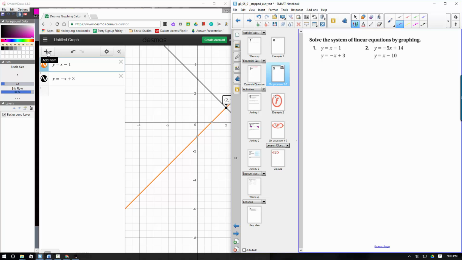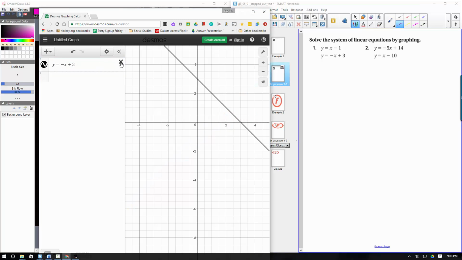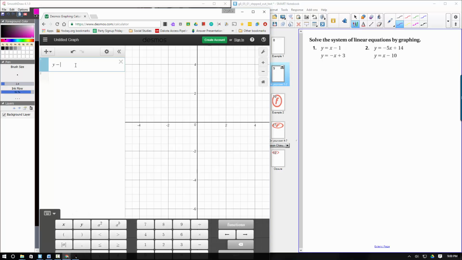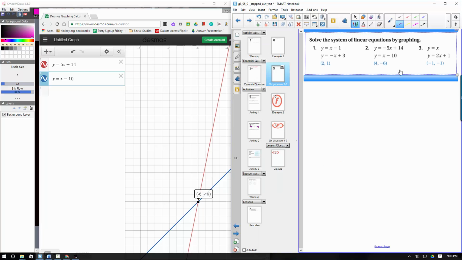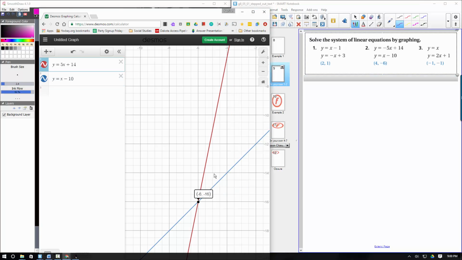My second one that I want to do is y equals negative 5x plus 14. And, oops, y equals x minus 10. And so I have to zoom out here, or scroll down. It looks like my intersection here is negative 6 and, no, it's negative 6 and 16. So let's just see what I did wrong here, because this is not the ordered pair that I have. It looks like I have to zoom in.